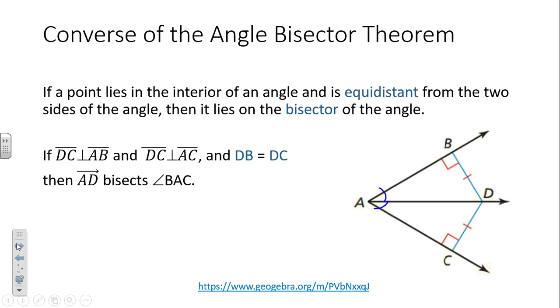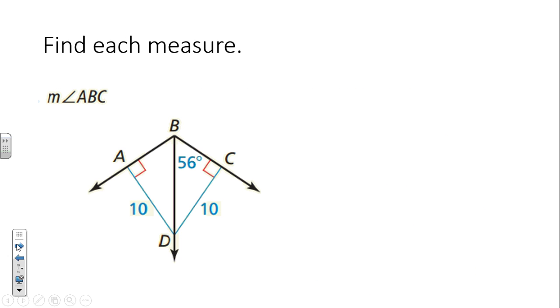If a point lies on the interior of an angle and is equidistant from the two sides of the angle, then it lies on the bisector of the angle. This ray that cuts it into two equal angles. So far so good? All right. So here's how we're going to apply it. Again, you got to look at the symbols and know your vocab. Okay? We want to find the measure of angle ABC.